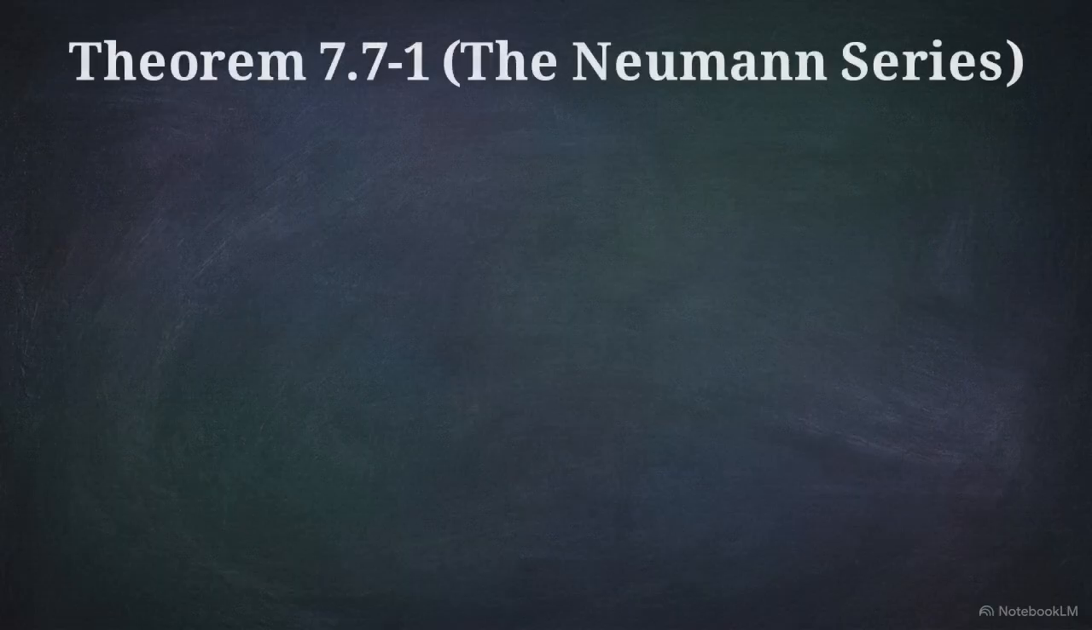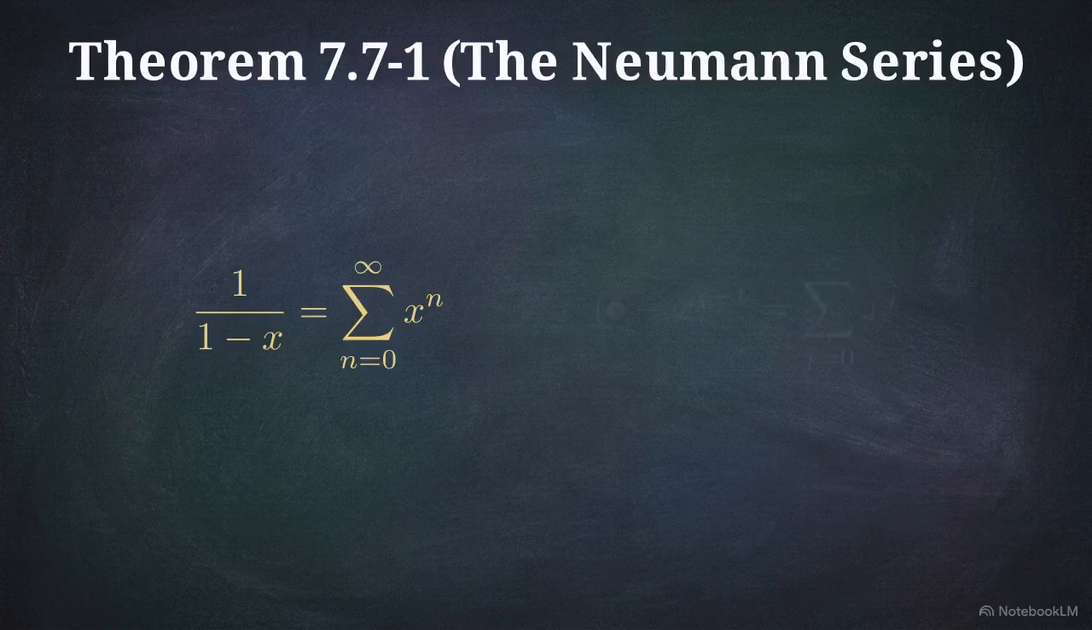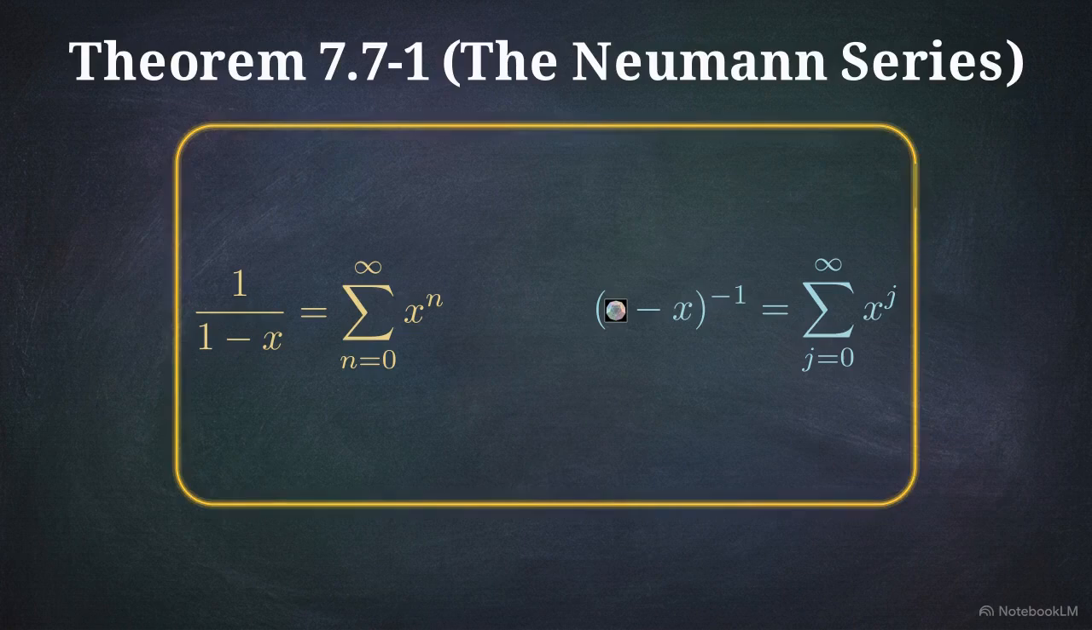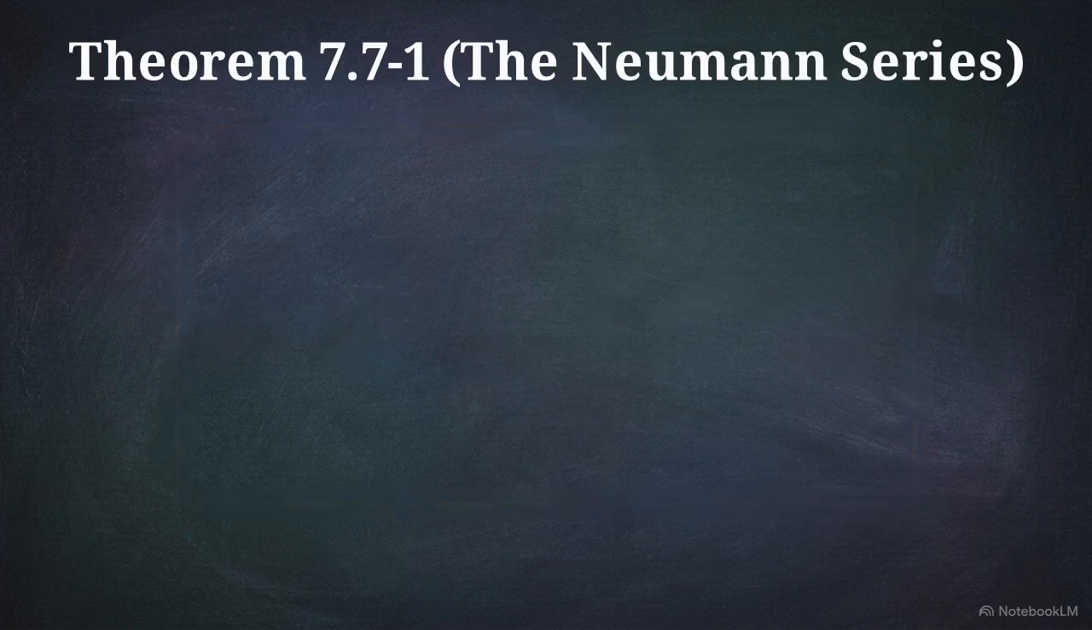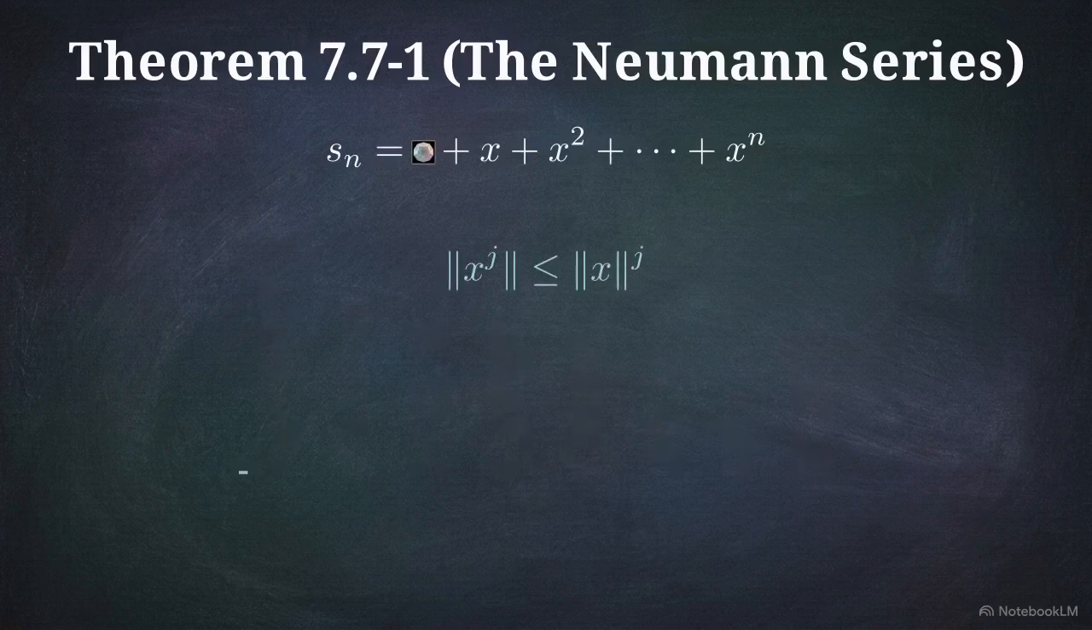This brings us to Theorem 7.7-1. This theorem proves that if an element x has a norm strictly less than 1, the element e minus x is guaranteed to be invertible. On screen, you can see how this mirrors the standard scalar geometric series.